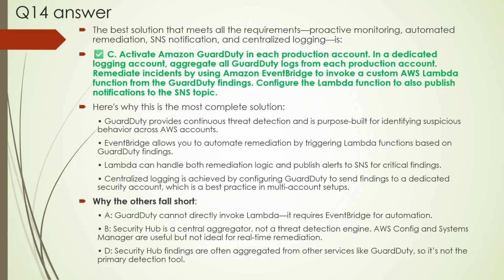Why others fall short? Letter A, GuardDuty cannot directly invoke Lambda, so you need EventBridge to do that. Security Hub is a central aggregator, not a threat detection engine. AWS Config and Systems Manager are useful but not ideal for real-time remediation. And letter D is wrong because Security Hub findings are often aggregated from other sources like GuardDuty, so it's not the primary detection tool.